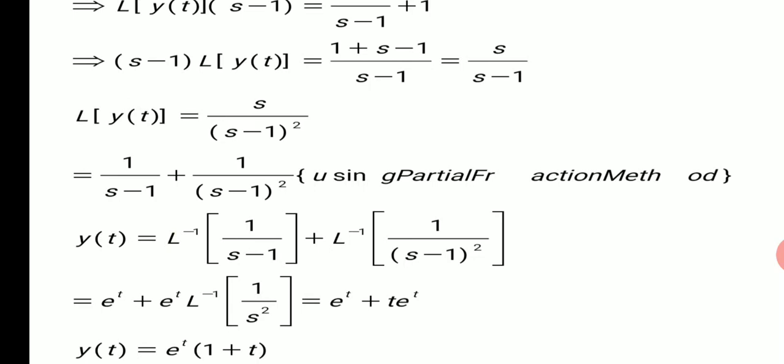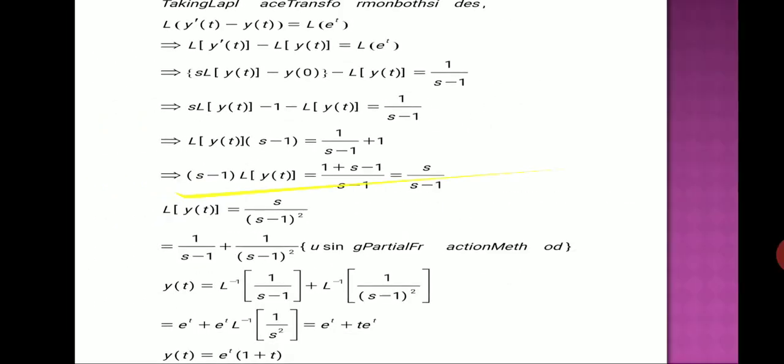Already we know the elementary function formula, L of e power a t equal to 1 divided by s minus a. So L inverse of 1 divided by s minus 1 is e power t. Here also, plus e power t into L inverse of 1 divided by s squared, where we are using the first shifting property. L inverse of 1 divided by s squared is t. Therefore e power t plus t into e power t. Then we take e power t common outside, and we get y of t is equal to e power t into 1 plus t. It is enough.